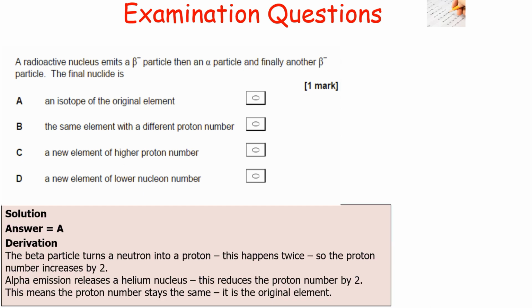Well, our answer here is A, because the beta particle is coming from the beta decay process, which is turning a neutron into a proton. So this happens twice because it's happened in 2 instances. So the proton number in our nucleus has increased by 2, but the alpha emission releases a helium nucleus, so it reduces the proton number by 2. So when you've increased it by 2 with beta minus decay, but decreased it by 2 with alpha emission, this means that the proton number stays the same. So it's the original element.